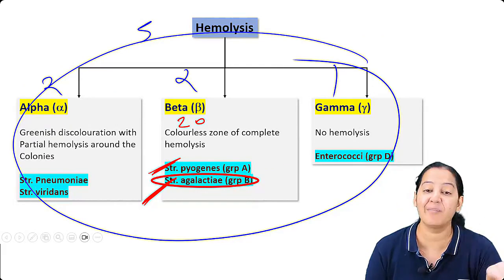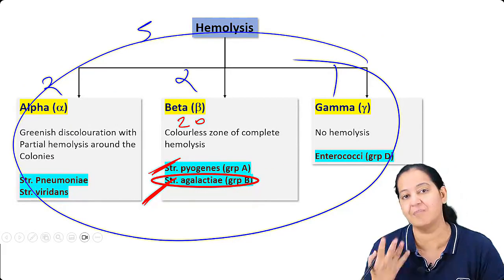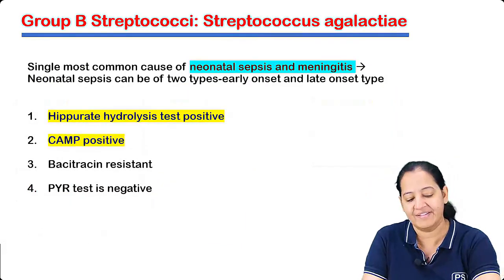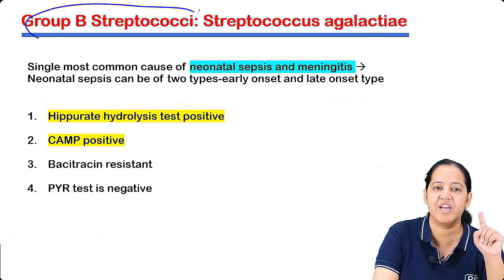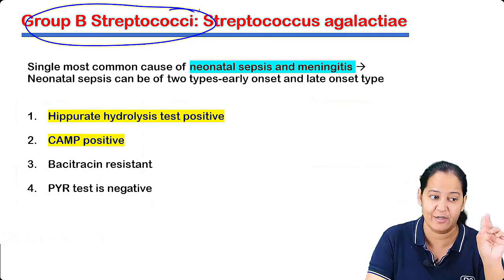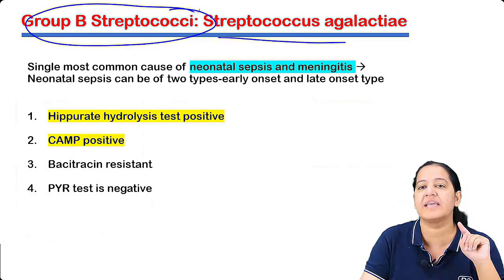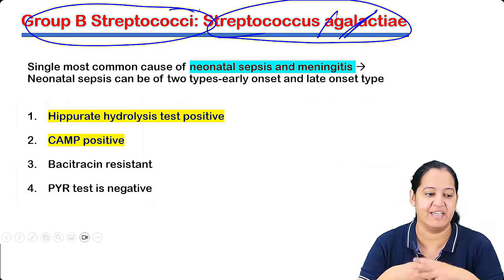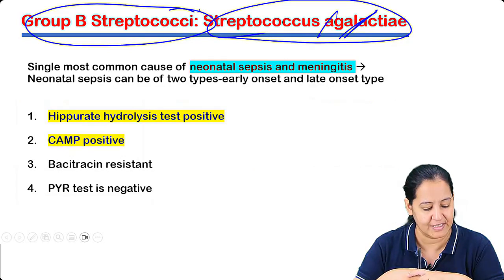What is the name of group B? First learn the name. First remember the name, make friends with it. So what is the name of group B? One of the beta, I'm going to take out of the 20. It's second, group B. The name is Streptococcus agalactiae. Okay?